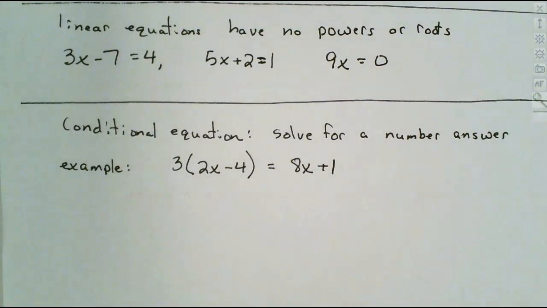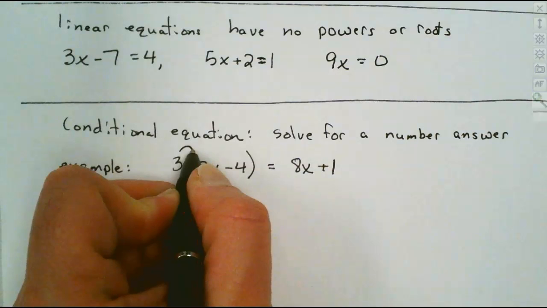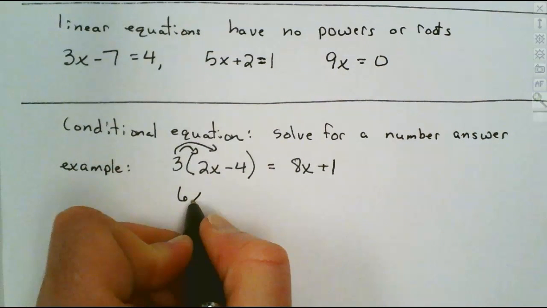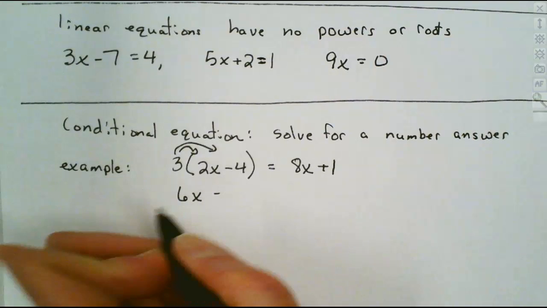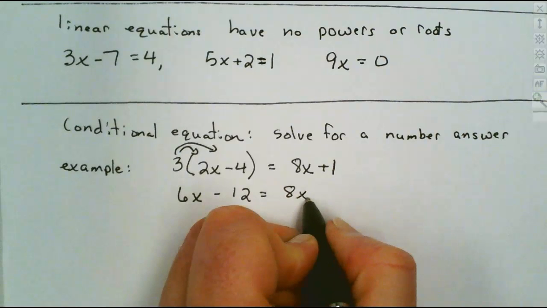Well, what do we need to do first? Well, the first thing we look at is our order of operations. So we're going to distribute through that 3 in front. And that gives me then 6x minus 12 equals 8x plus 1.